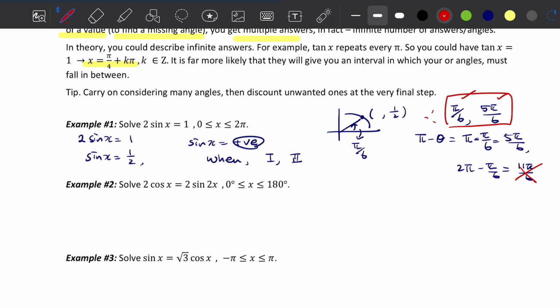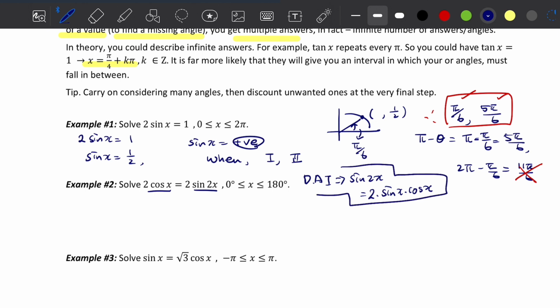Example 2: we need to solve 2 cos x equals 2 sine 2x, where x is between 0 and 180 degrees. We have two different functions, sine and cosine, so we are going to get rid of one of them using the double angle identity. The double angle identity says sine 2x is the same as 2 times sine x times cosine x. That's in your formula booklet.